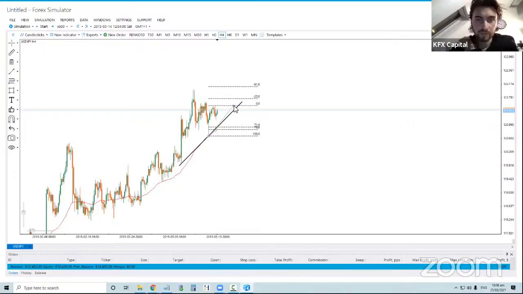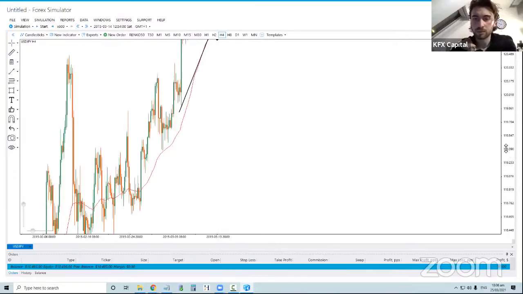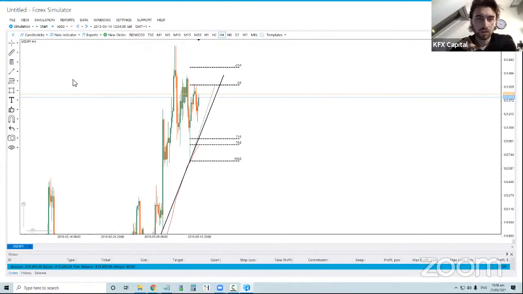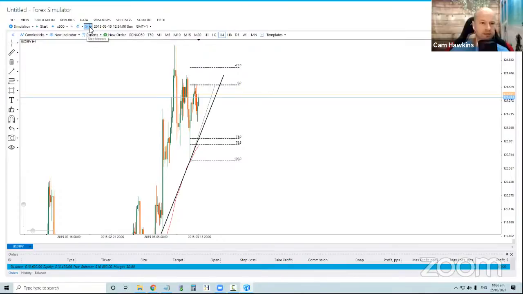Let's see what's going on. Zoom in. I'll skip it forward a little bit so you can see. Is it on a weekend? I don't know if it stopped. It probably is Sunday. Yeah.